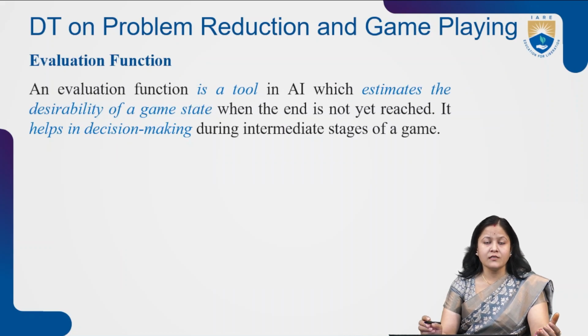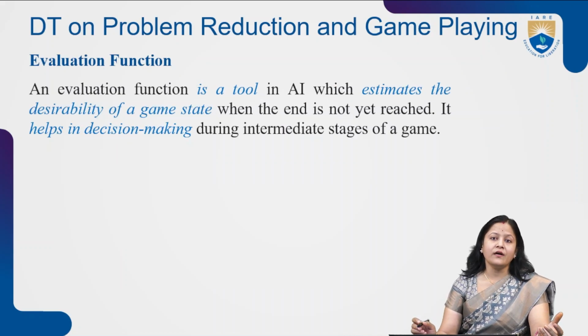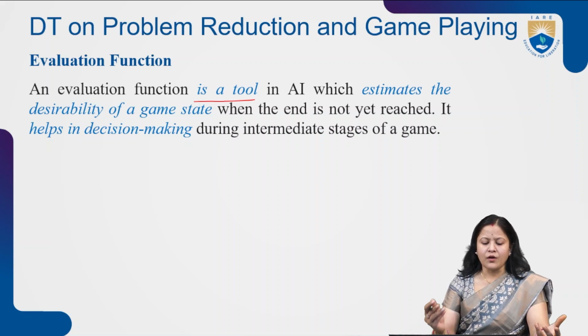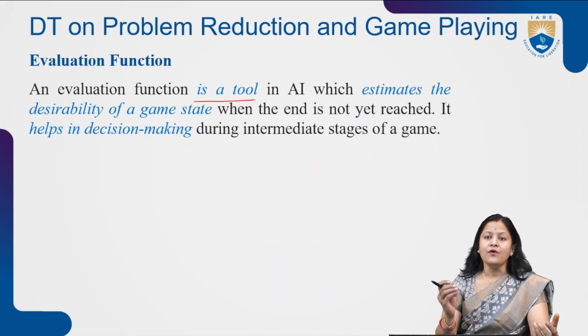The next terminology is the evaluation function. An evaluation function is a tool in artificial intelligence which estimates the desirability of a game state when the end is not yet reached. It helps in decision making during the intermediate stages of a game. Normally, the evaluation function is a tool which assigns some values or scores to a particular state, so that the AI agent can determine whether that state is a good state or a bad state. If it is a good state, it is well and good. If it is not a feasible state, it will try to find an alternate solution. So that is called the evaluation function.